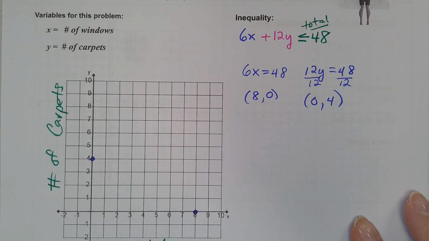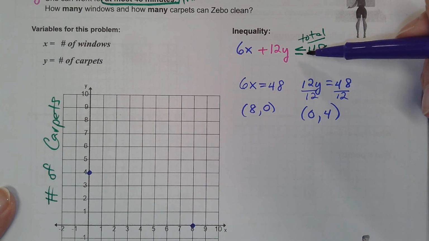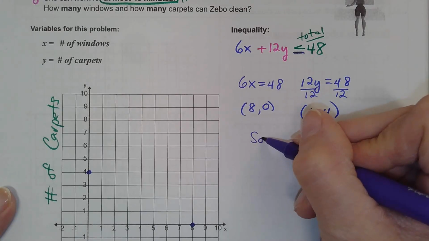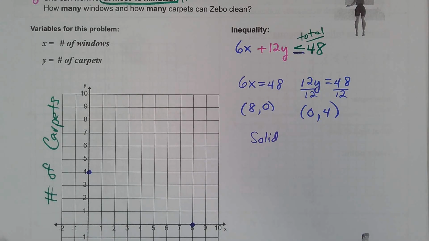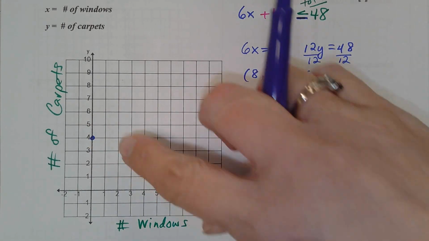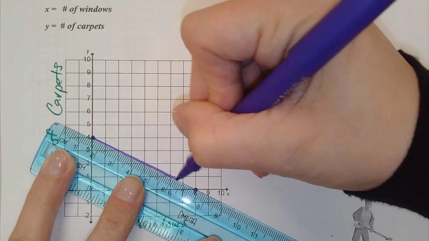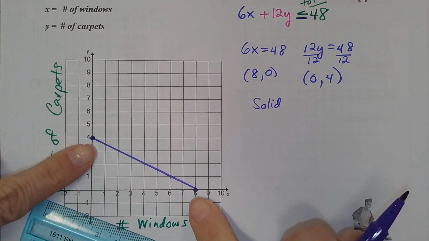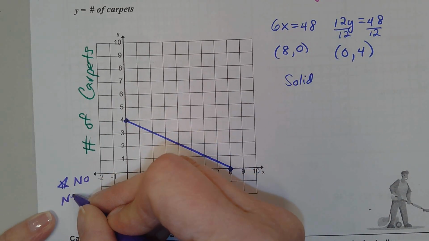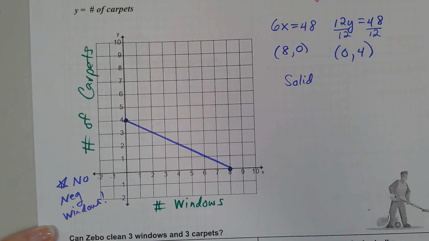Okay. The second thing we need to do is figure out what type of line I should use, solid or dashed. It has the equal sign, so let's use a solid line. This is very similar to the last chapter. We do not have negative windows. We do not have negative carpets. So when you draw your solid line, we do not put arrows. We do not have negatives. Okay, so let's just put a star here. No negative windows. No negatives for the stories.